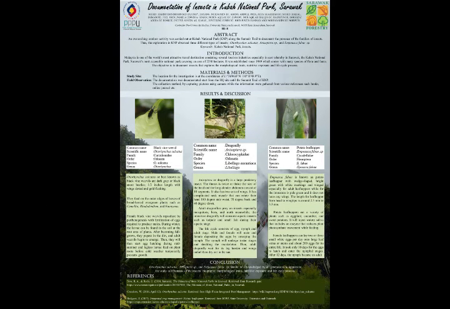Otiorhynchus sulcatus, Anisoptera species, and Empoasca fabae species should be acknowledged by all generations to appreciate the study, as it consists of the insects' biography, morphological traits, nutritive exposure, and life cycle process. That's all for PBL H1-08, entitled The Documentation of Insects in Kubah National Park, Sarawak.